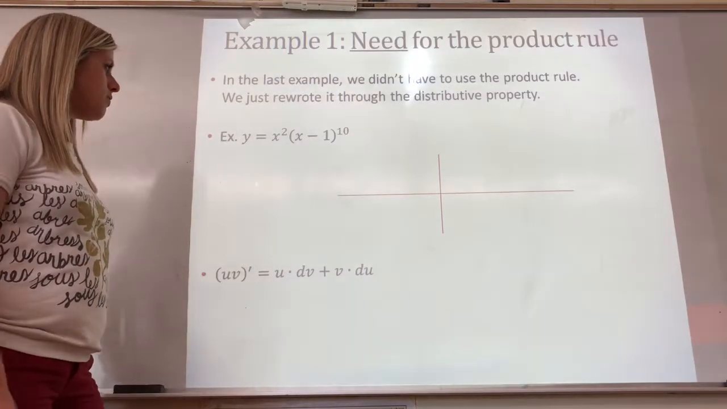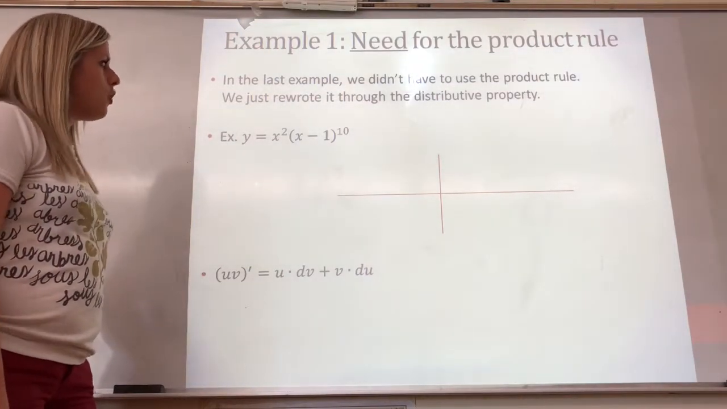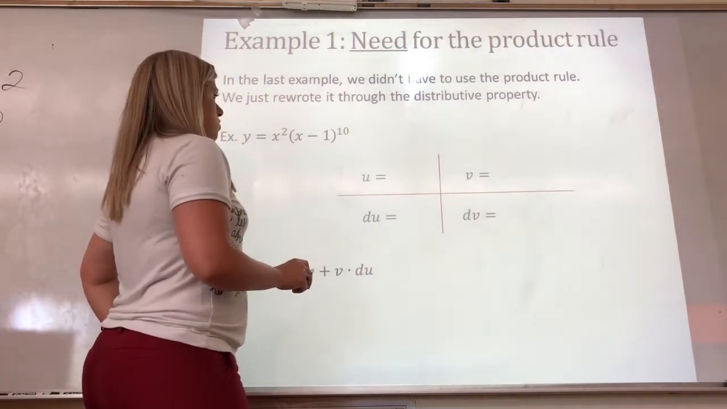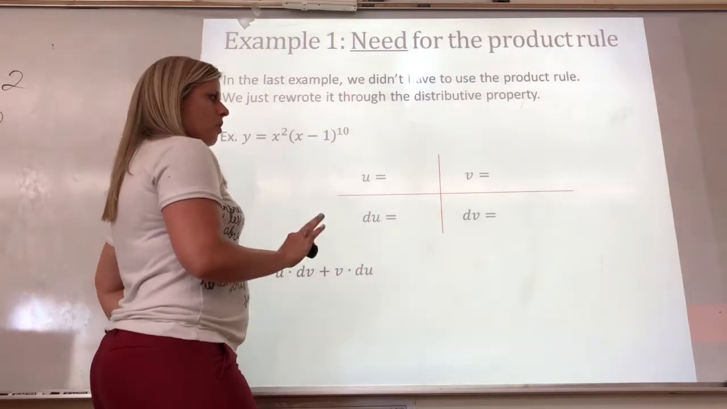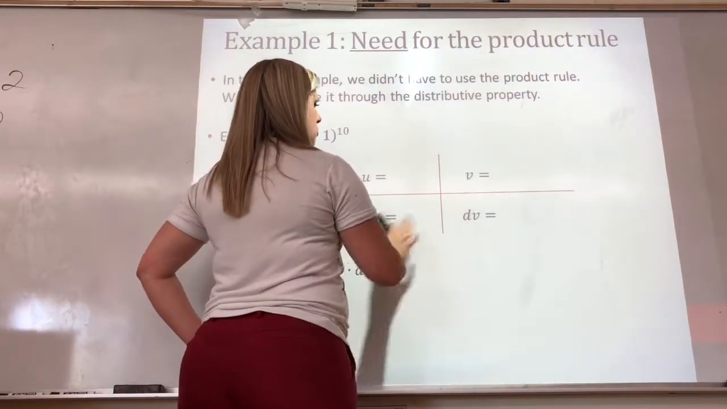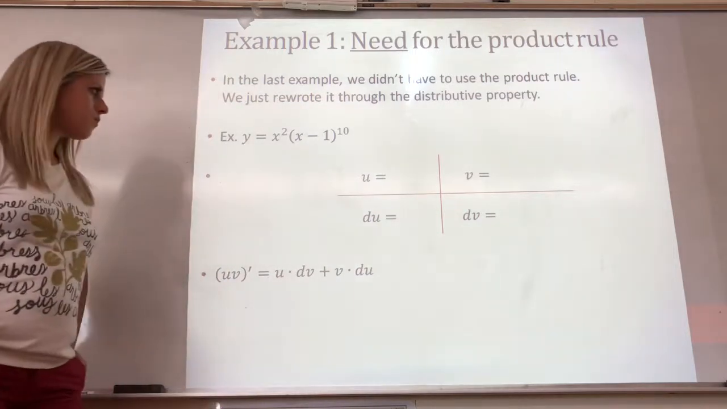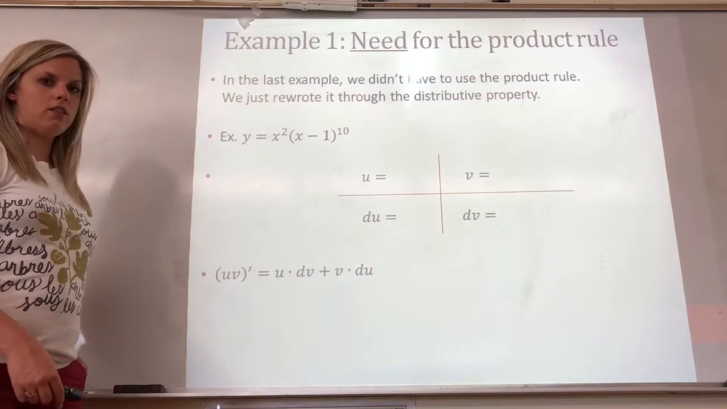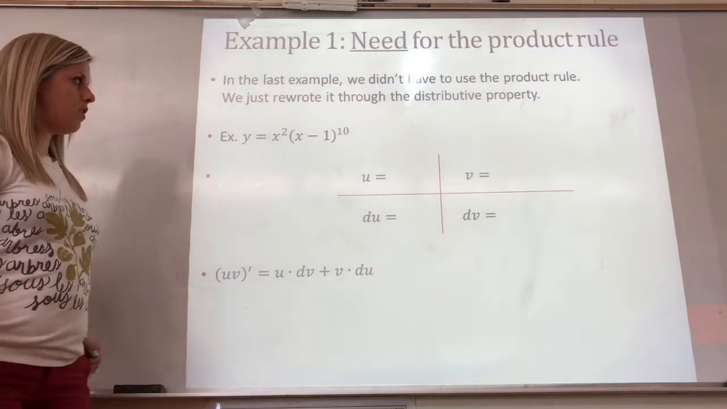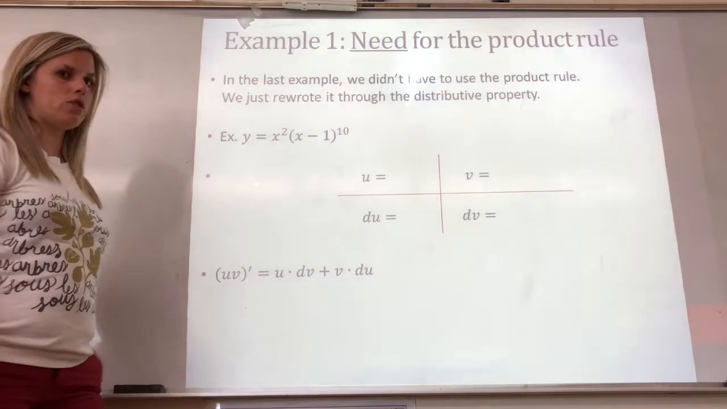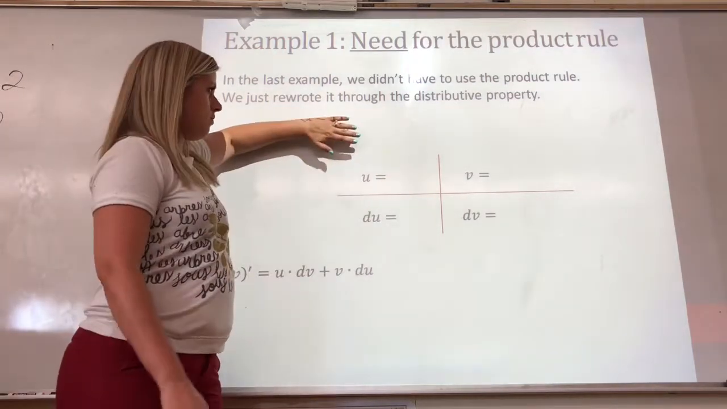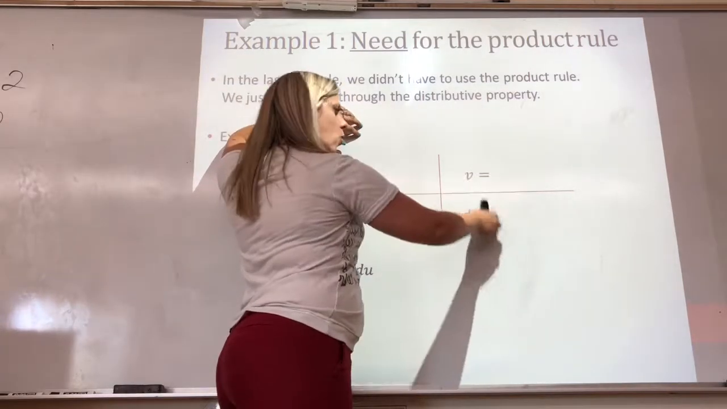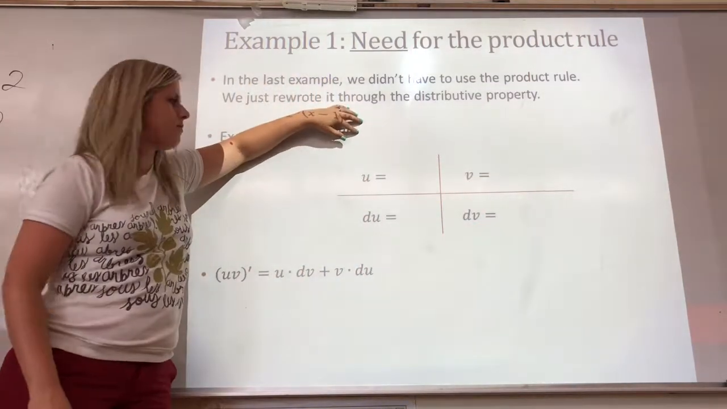Okay, so I just rewrote the product rule here. uv prime equals u dv plus v du. So go ahead, let's set up our chart: u, v, du, dv. And then you're going to write in what u is, what v is, and then find du, and then find dv. So your u is your first factor, and your v is your second factor. After you get those written, you ignore the original, and just say, okay, if this is u, what's my du? If this is v, what's my dv? All right, so go ahead and write this out.